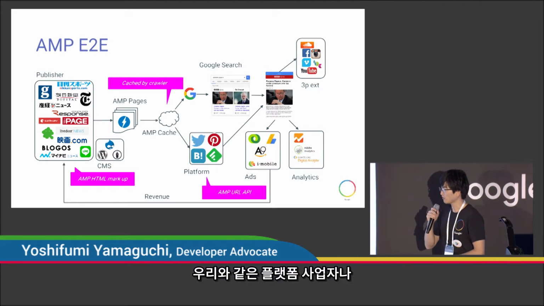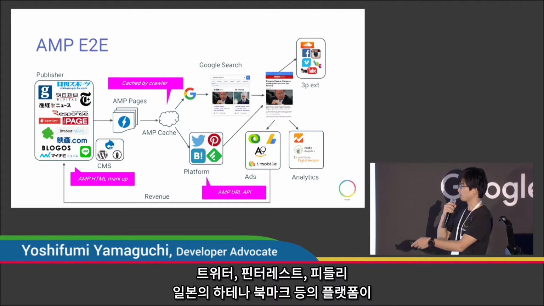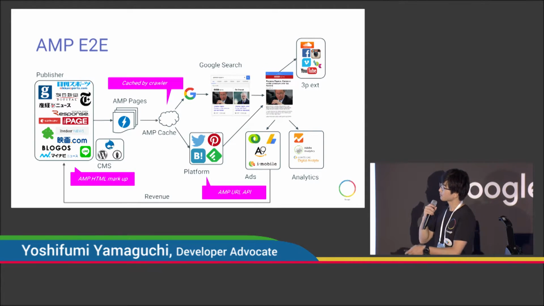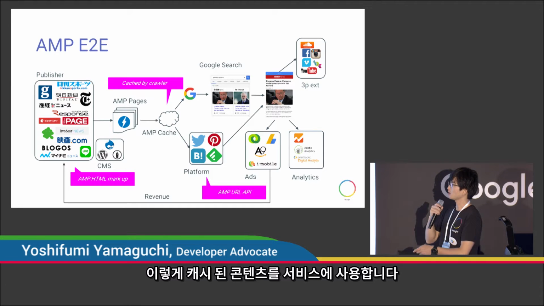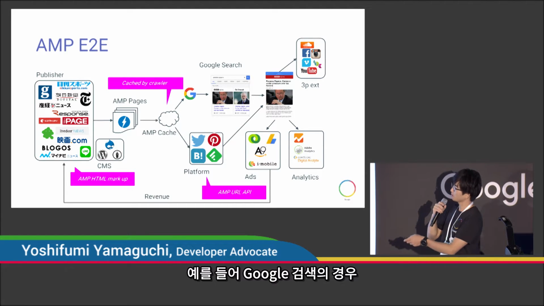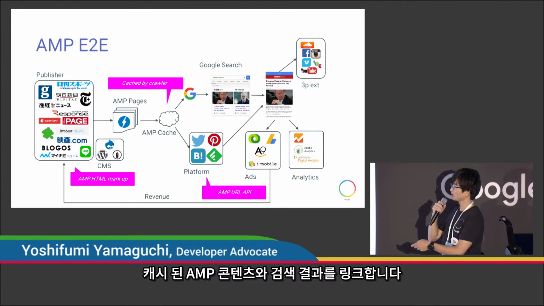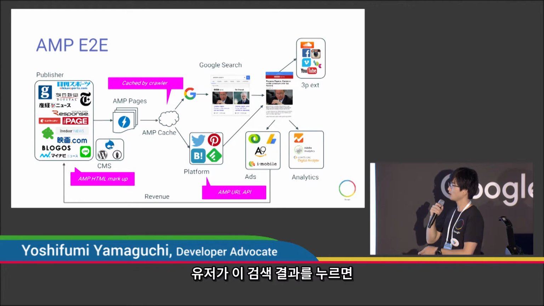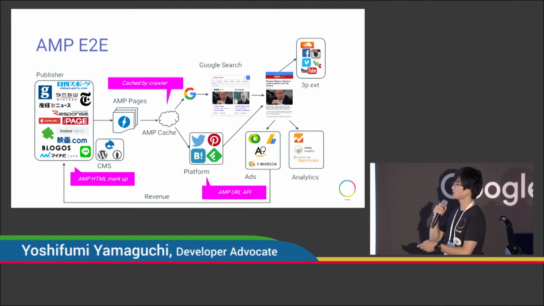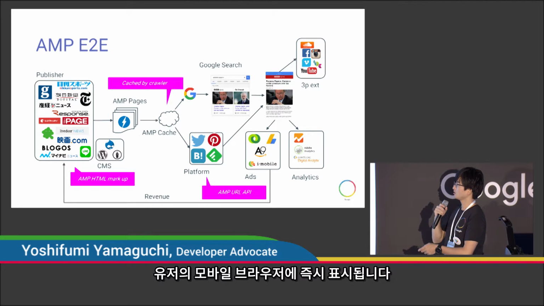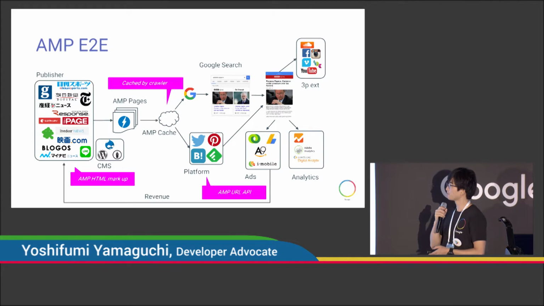Then the platformers like us, or other platforms like Twitter or Pinterest or Feedly or Hatena Bookmark in Japan, can utilize these cached content on their services. So, for example, in the case of Google search, we link the cached AMP content on our search results, and then if the user taps this result, then the AMP viewer launches, and it will be immediately shown on the mobile browser.